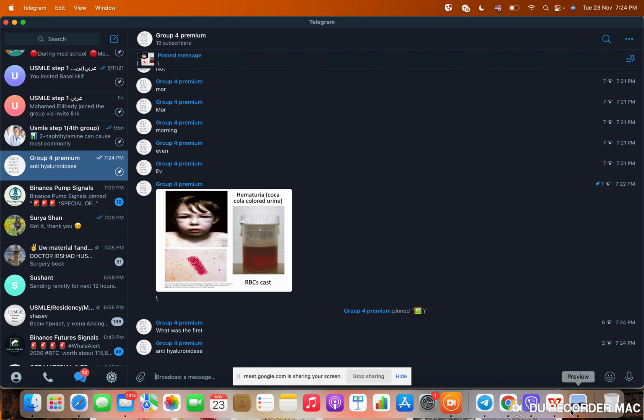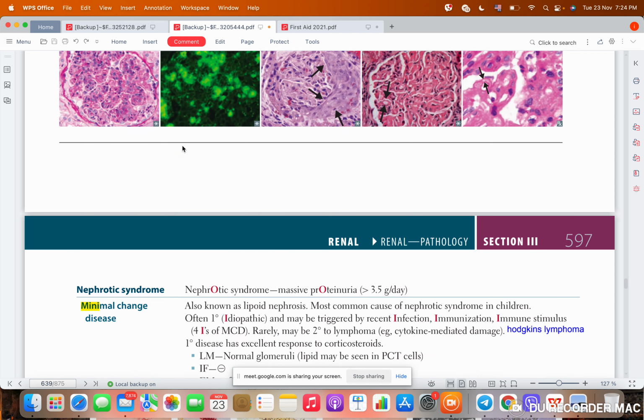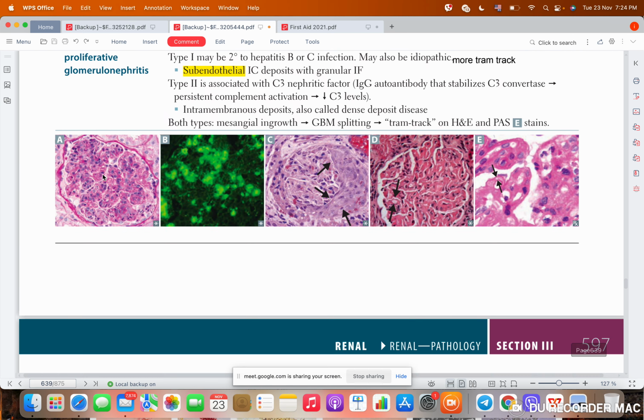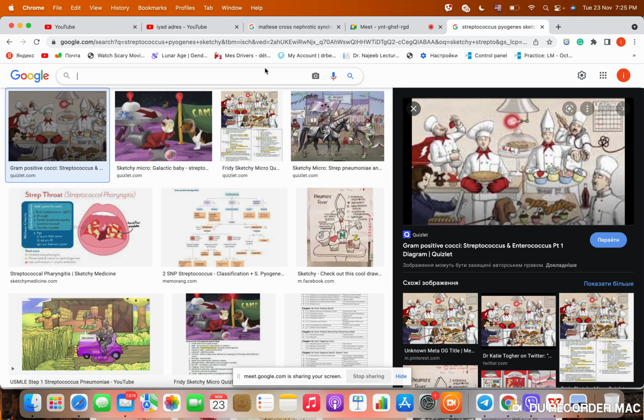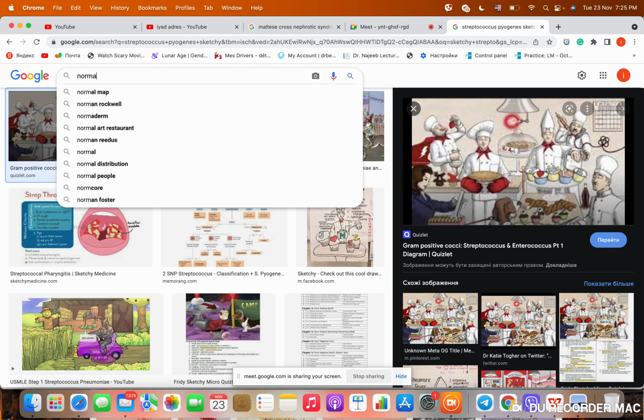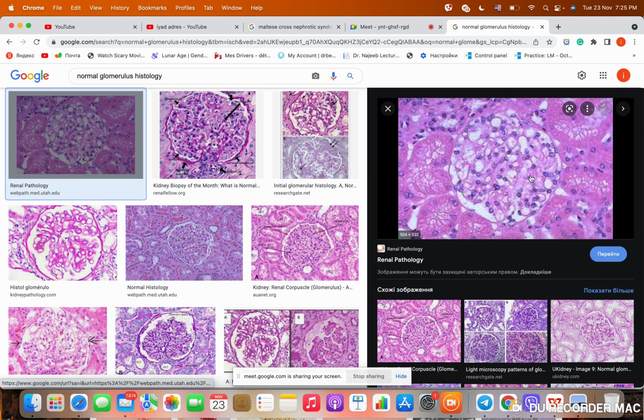So, the next one. In light microscopy, you will see glomeruli that are enlarged with hypercellularity. So, let's take a look at them. This glomerulus has a lot of cells, but you are like, how can I tell that it has a lot of cells? I did not see a normal glomerulus. Okay, that's fair. So let me show you a normal glomerulus. A normal glomerulus histology looks something like this. It's true that it has nuclei, it has cells, but not that many.